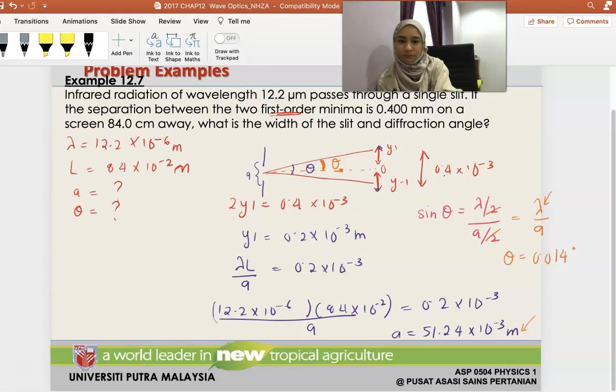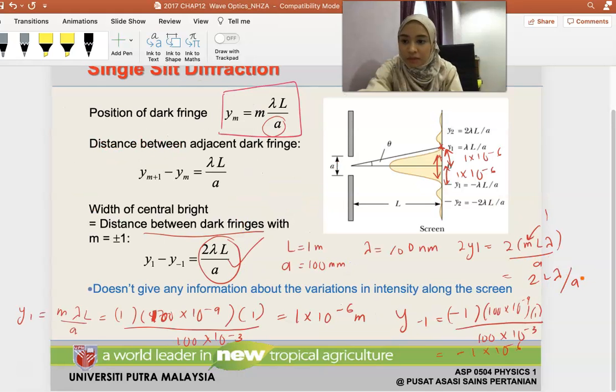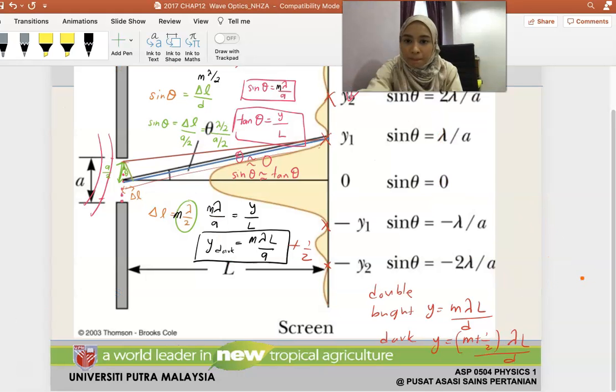It's only half. So how do we find the purple theta? The purple theta is just 2 theta, which is equal to 0.028 degrees. Now, why do we find sine theta and get the answer for the diffraction angle? Let's take a look at our derivation again. Wow, it's so messy.